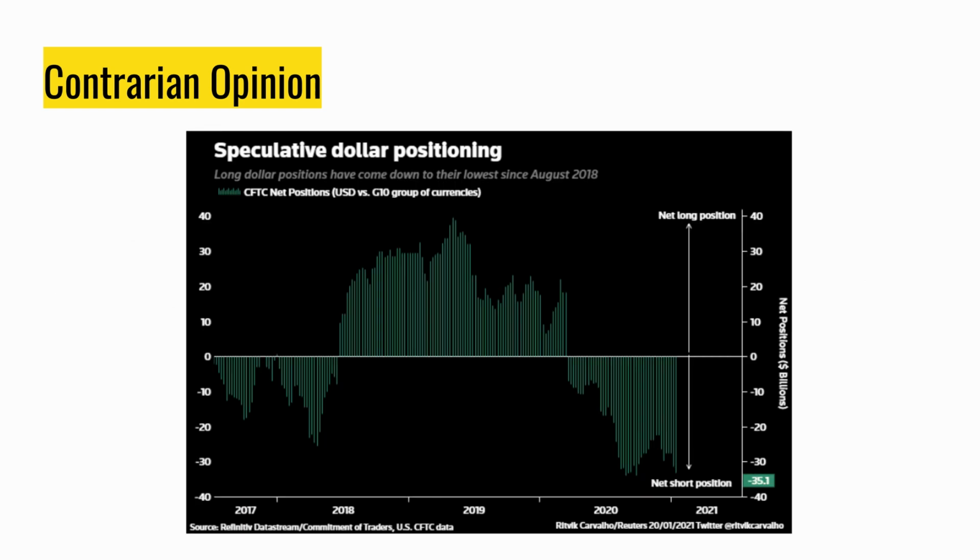Here we see a figure that shows the speculative dollar positioning. Recently we have been making lows on the dollar as the Fed is printing a lot of money.